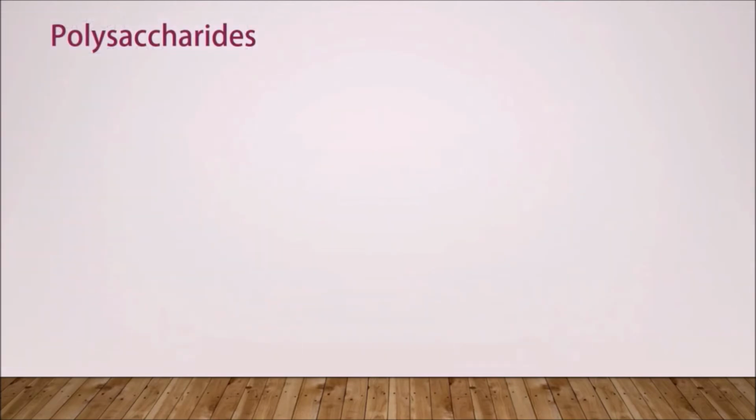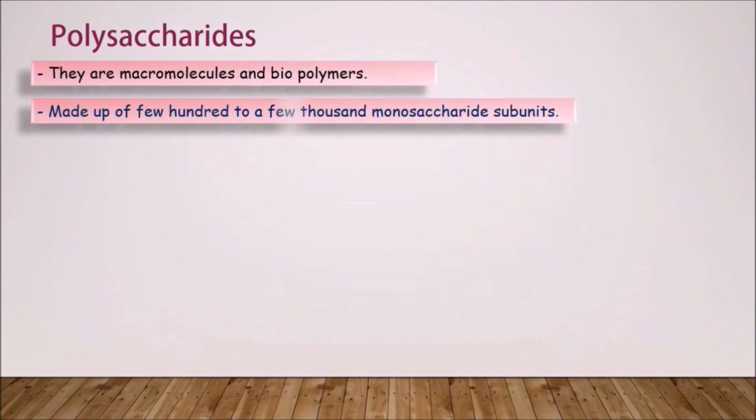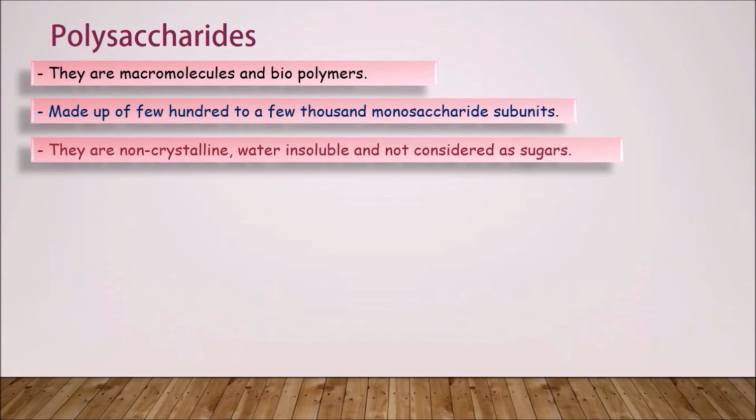Polysaccharides. They are macromolecules and biopolymers. A long chain of monosaccharides linked by glycosidic bonds is known as a polysaccharide. They are made up of a few hundred to a few thousand monosaccharide subunits. They can be branched or unbranched and may contain different types of monosaccharides. They are non-crystalline, water insoluble, and not considered as sugars.